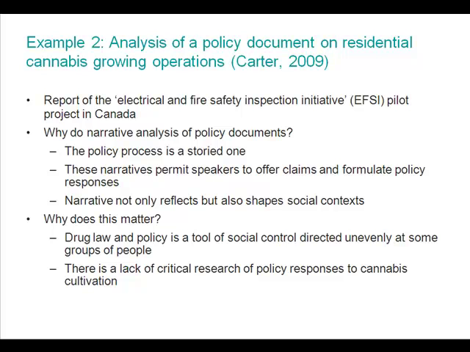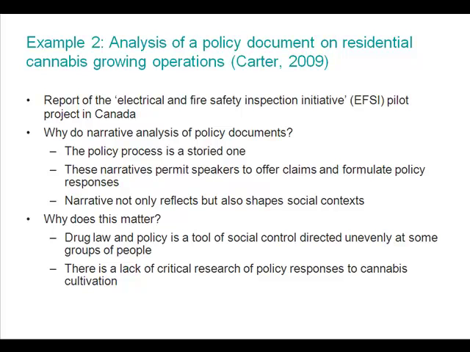This is a report that was written after a pilot project in Canada, and the pilot project was the Electrical and Fire Safety Inspection Initiative. Now, you wouldn't think that has got anything to do with cannabis, but in Canada it does. So the pilot project was, very shortly, the idea was to pilot... the aim was to catch people who were growing cannabis in their homes. So residential cannabis growing operations, or grow-ops.